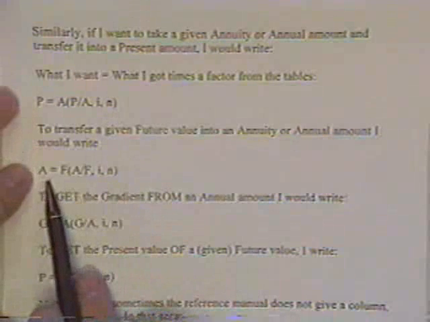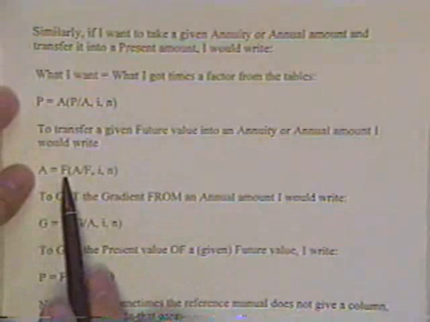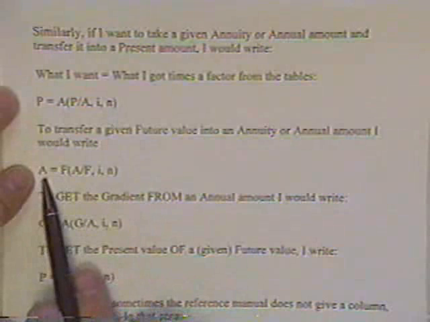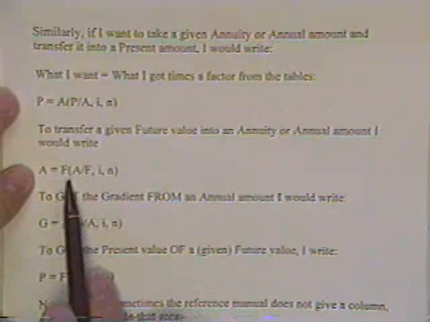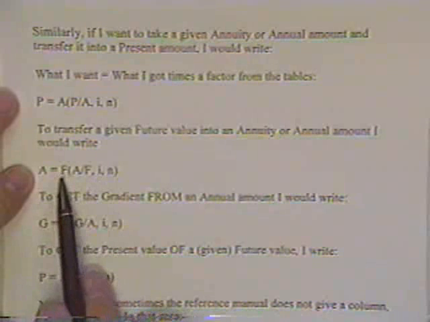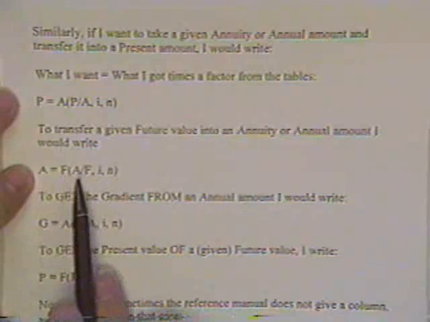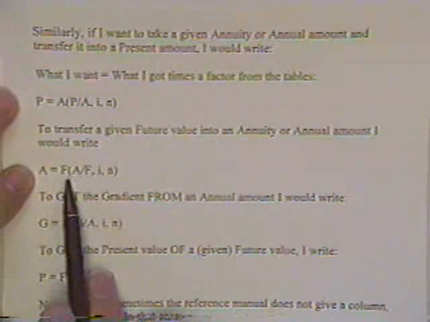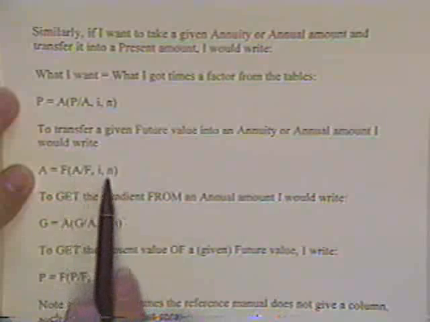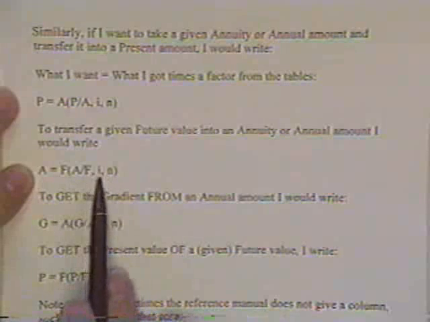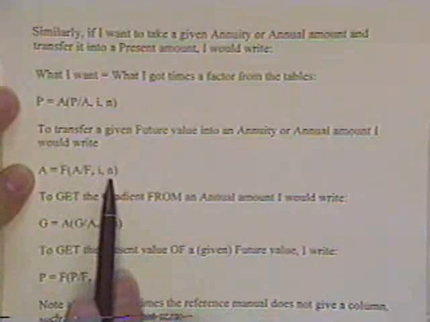If you wanted to perhaps change future value back into an annuity or an annual amount, this might ask you how many dollars would you have to put in the bank each year in order to be able to take a lump sum of money out in the future. Then you would do the same operation. To get A given F, you use the A over F column. It appears that the F's cancel, leaving you A. This factor will also have to be checked to get the proper interest rate and the proper number of years.